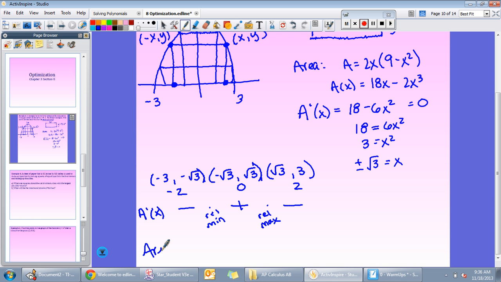So the area has a relative max at x equals the square root of 3. And then y would be 6, because we have 9 minus x squared, and when you square the square root of 3, you get 3, so it's 9 minus 3, which is 6.